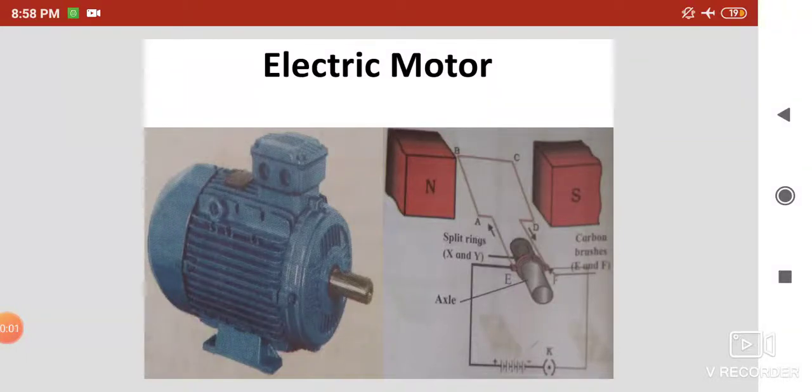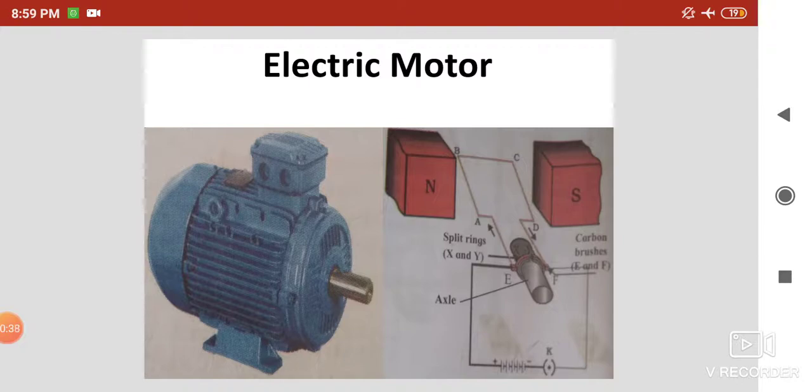Hello students, in the last video we discussed the activity and Fleming's left hand rule. In that activity we saw that a conductor, a copper wire, was placed between the two poles of a horseshoe magnet and a current was passed through that wire. On passing current, the wire bends. It means a force is applied on the wire, and because of that the wire bends. We discussed that in the last video.